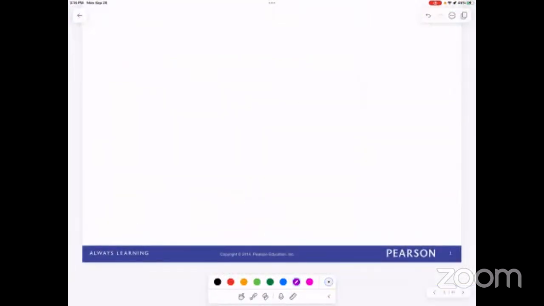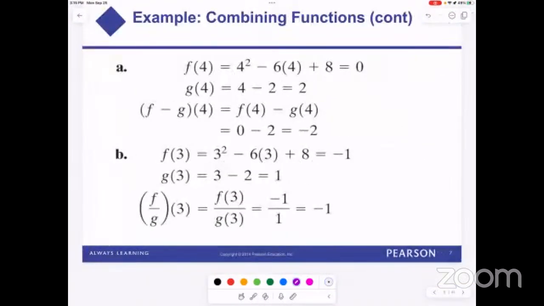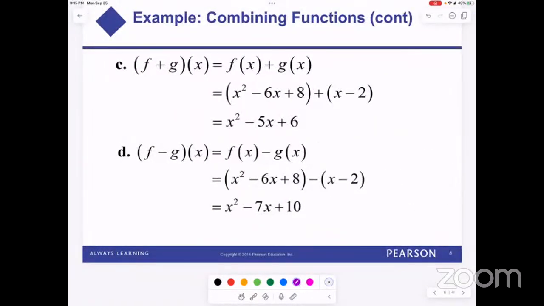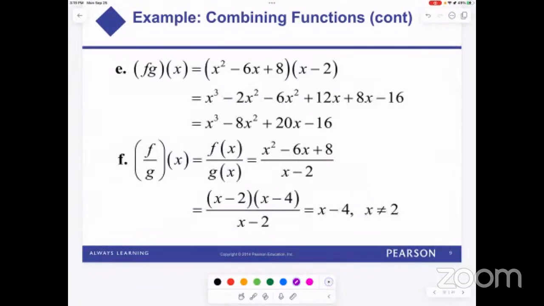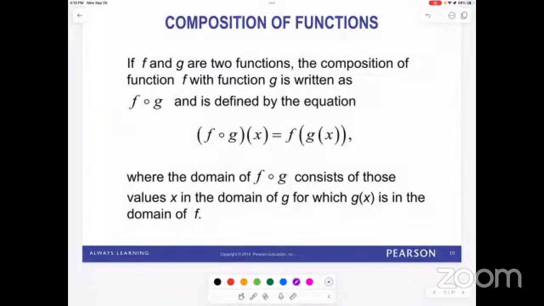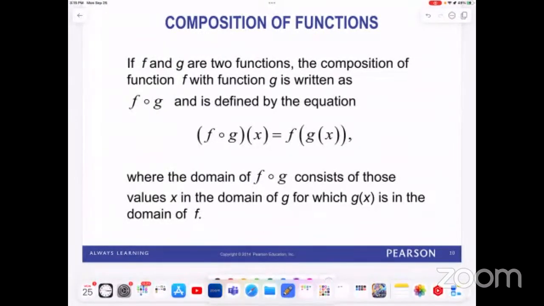Let me see. They got the -2 and the -1. I think we got the rest of these: x squared minus 5x plus 6, x squared minus 7x plus 10. And then you can see f foiled all the way out. So they expanded and then combined like terms and got the result. I think we got the same thing for f. Let me check on you guys in Zoom really quick.